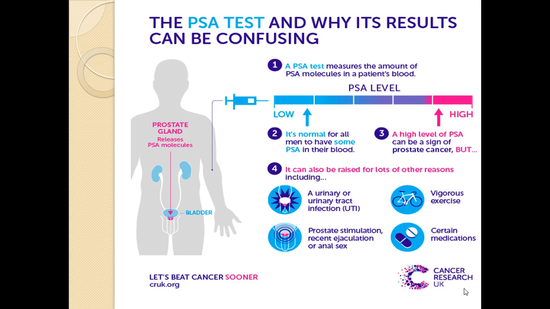So the PSA test, why results can be confusing. The PSA test measures the amount of PSA molecules in the patient's blood. It's normal for all men to have some PSA in the blood, and PSA should be in the blood in patients who have CA prostate or an enlarged prostate. A high level of PSA can be a sign of prostate cancer, but urinary tract infection, strenuous exercise, some medication, and prostate inflammation, already discussed, can also increase serum PSA.